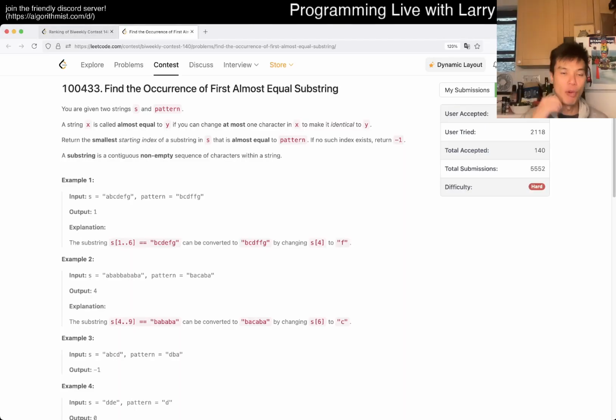This is me going over Q4 of the bi-weekly contest 140. Find the occurrences of the first almost equal substring. I think I said it right.